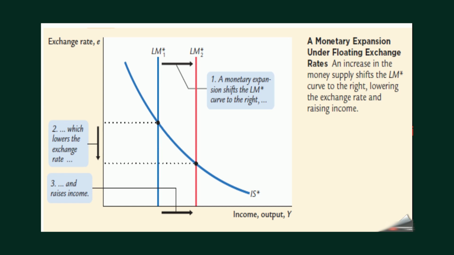Suppose the government tries to increase the money supply in the economy, and this can be seen by the diagram where the LM curve shifts to the right. A rightward shift in the LM curve leads to a rise in Y as well as a fall in the exchange rate in the economy. Now what is the mechanism behind this?